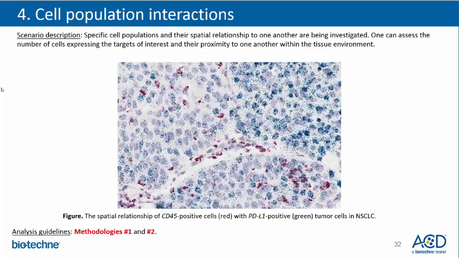Regarding the spatial interaction, one can see how the CD45 positive stromal cells are infiltrating the PD-L1 positive tumor area. For quantification, methodologies 1 and 2 can be used. However, it should also be noted that valuable interaction-related information is provided by the visual image itself.